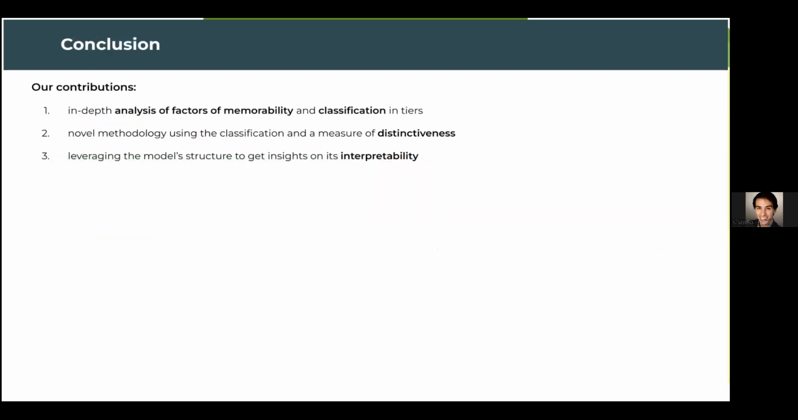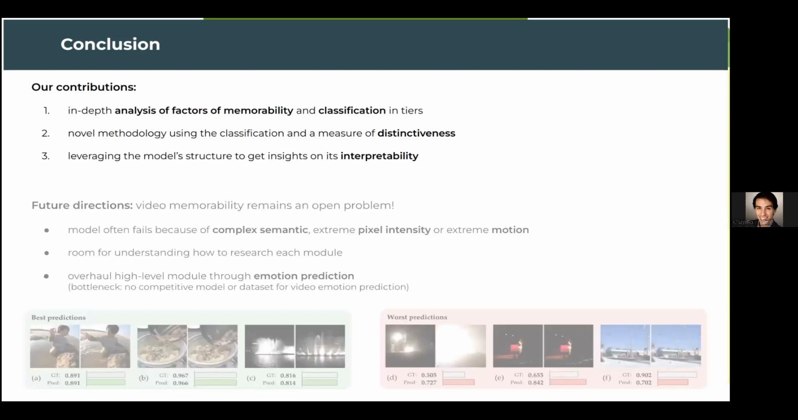So finally, to conclude, our contributions are an in-depth analysis of the factors of memorability, classification into tiers, a novel methodology for using that classification and a measure of distinctiveness to beat state-of-the-art, and finally, leveraging the model structure to get insights on its interpretability and understand what makes a video memorable.